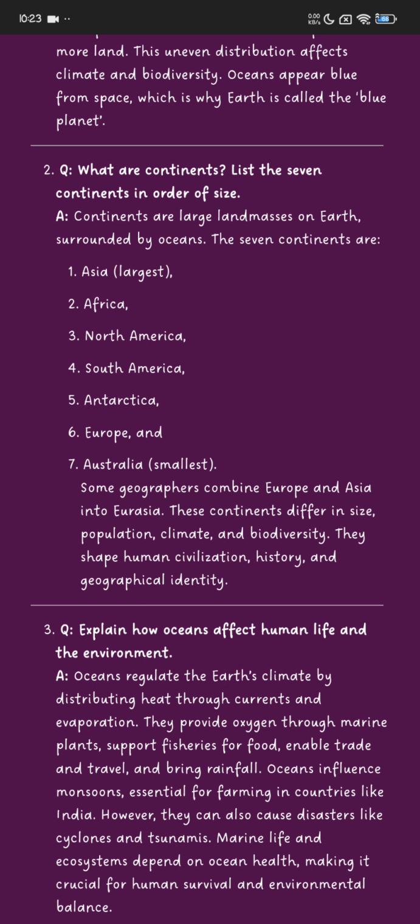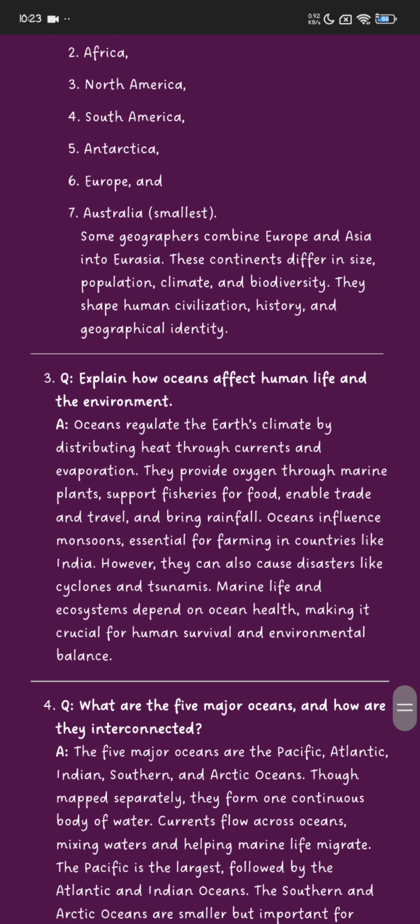These continents differ in size, population, climate, and biodiversity. They shape human civilization, history, and geographical identity.